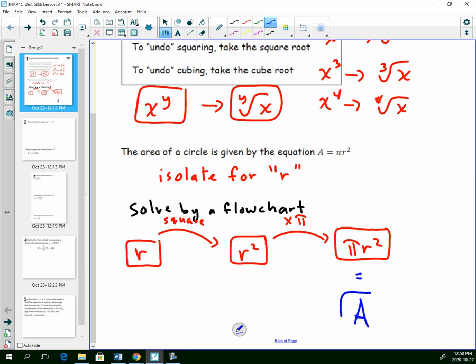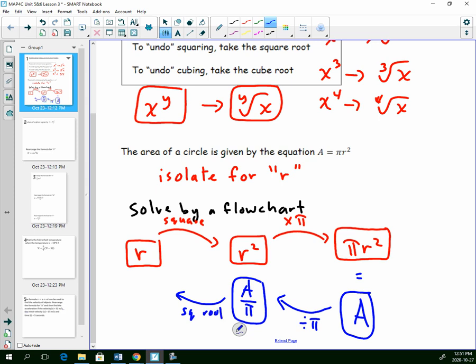right? That equals A. So we're going to undo the operation. So if we multiply by pi, we're going to divide by pi. And that will give me A divided by pi. And then we squared, so then we're going to square root. So it will be all inside the square root, A divided by pi, and that will equal R. Okay, so that's how you solve it by a flowchart.